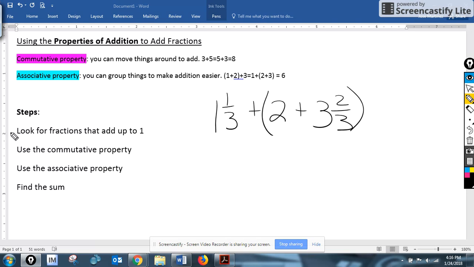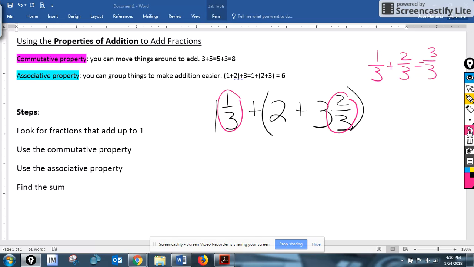Number 1, look for fractions that add up to 1. What I'm talking about is looking at the mixed numbers, look for fractions that add up to 1. There's only 2 fractions here, and it's 1/3 and 2 over 3. I know that 1/3 plus 2 over 3 will equal 3 over 3. That's why step 1 makes things a little bit easier to look at. It's getting us ready to add fractions that are already going to equal 1.